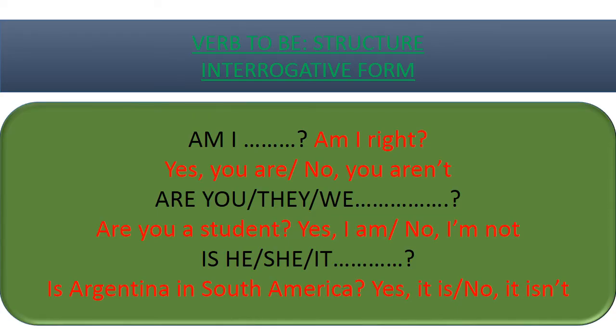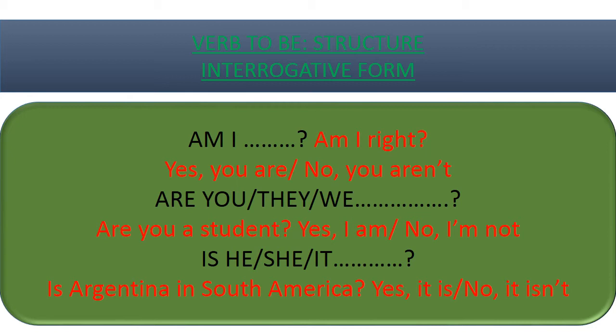Now let's have a look at the structure for the interrogative form. We change the order of the elements. Instead of saying subject plus verb, we say verb plus subject. So we have am I, not I am. Look at the example: Am I right? This is a question to check if you are correct. Be careful with this. When you say am I, in the answer you say yes you are, no you aren't.